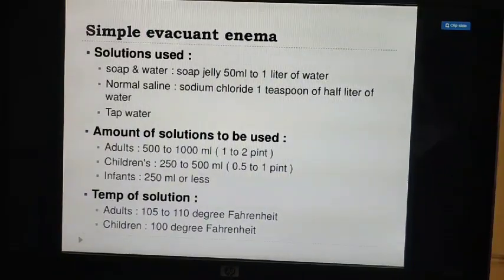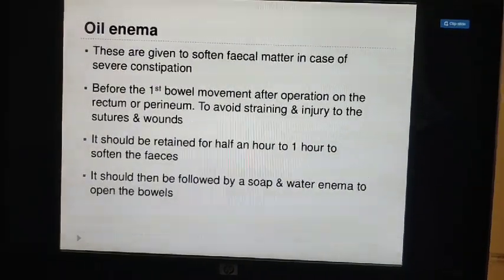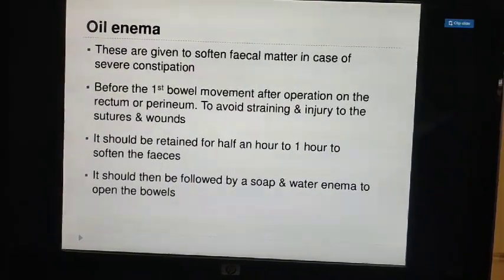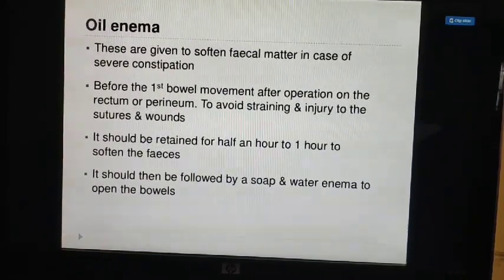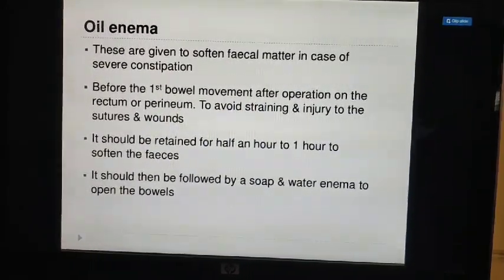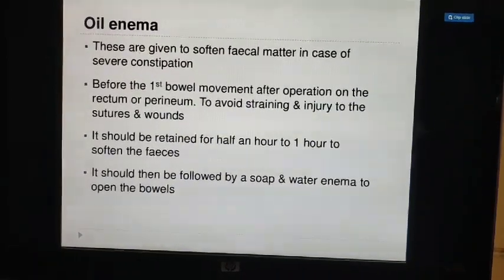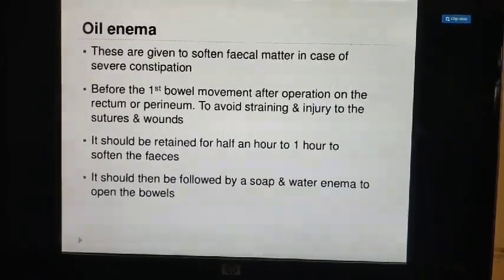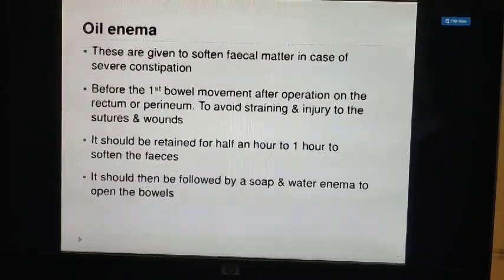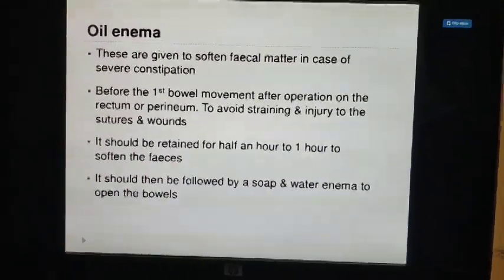Next, we'll see the oil enema. It's very simple. It is given to soften the fecal matter in case of severe constipation. Sometimes, if the stool is very hard, a rupture will happen. To soften the fecal matter, we have to give this oil enema.